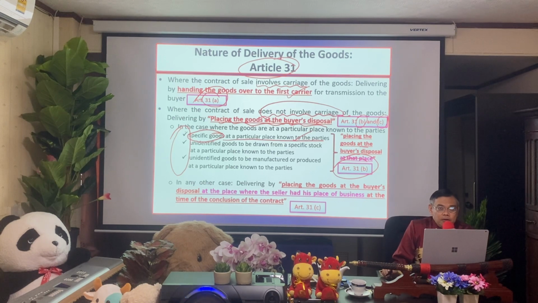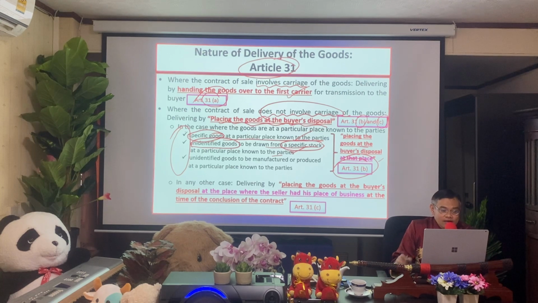What about the case where it is a sale of goods which are not yet specific, just unidentified goods, but those unidentified goods can be drawn from a specific stock at a particular place known to the parties? Even though it is a sale of unidentified goods, they are to be drawn from a specific stock at a place known to the parties. So in this case, delivery will be made by the seller placing the goods at the buyer's disposal at that place as well.